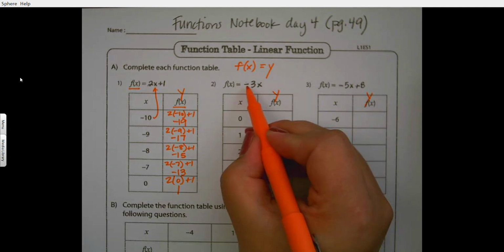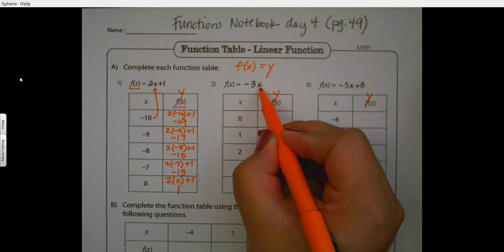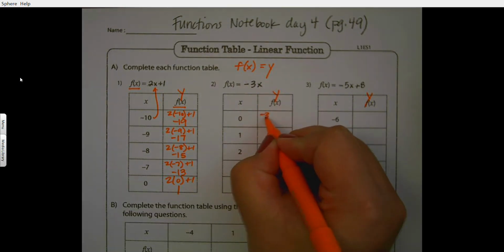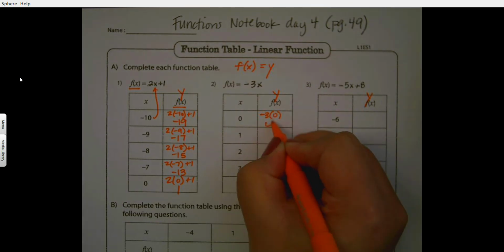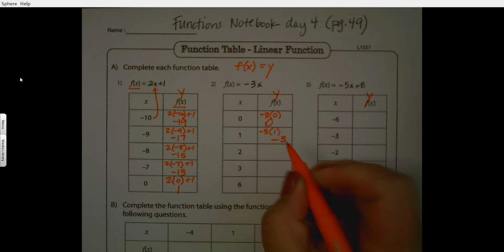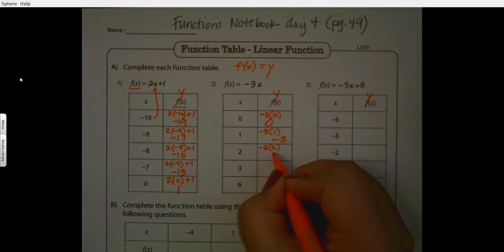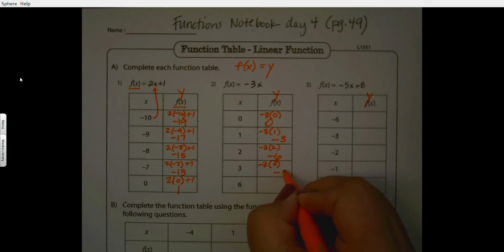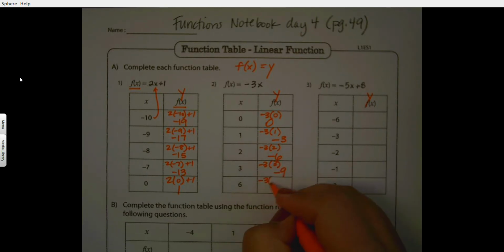Remember, a number sandwiched next to a letter means multiply. So this is negative 3 times 0, 0. Negative 3 times 1. Negative 3 times 2. Negative 3 times 3. Negative 3 times 6.